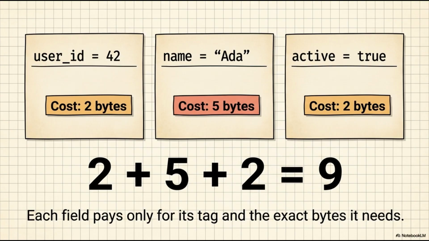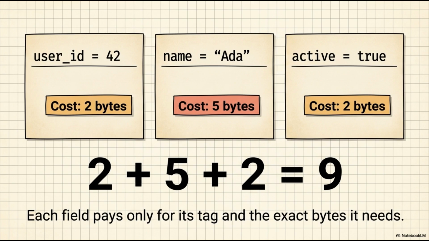If you wrote that equivalent JSON, braces, quotes around userid, name, active, colons, commas, the string Ada, the word true, you are looking at roughly 60 to 70 bytes. We're talking about a 7-to-1 compression ratio for a tiny everyday message. And that efficiency gap only widens as messages carry more fields and longer, more descriptive field names in the schema. Because, again, the wire format never includes those long names.